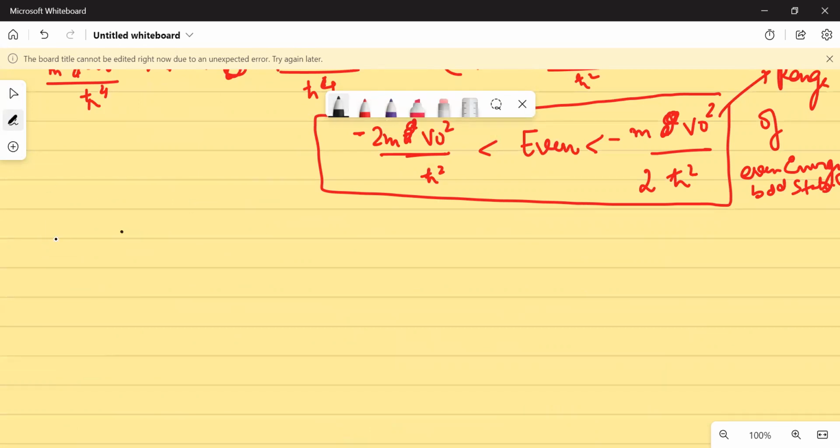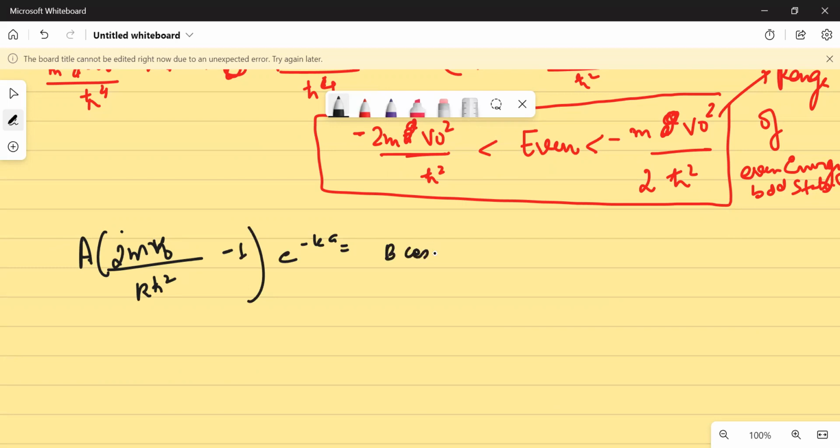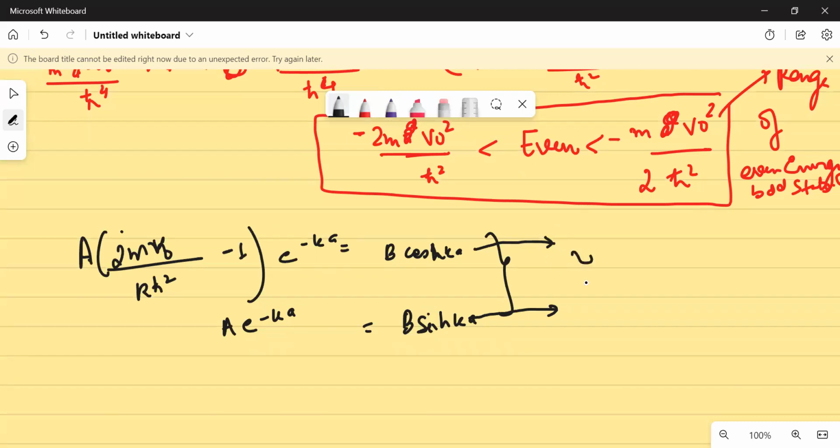So I'll write the equation. For odd, I think, A 2m V naught upon h square minus 1 e to the power minus K, and you had b cos hyperbolic Ka here, b sin hyperbolic Ka, and then we had some a e to the power minus K. These were the solutions. This came from the continuity of the odd bound state, and this came from the integral of the Schrodinger equation from a minus epsilon to a plus epsilon for the odd bound state.